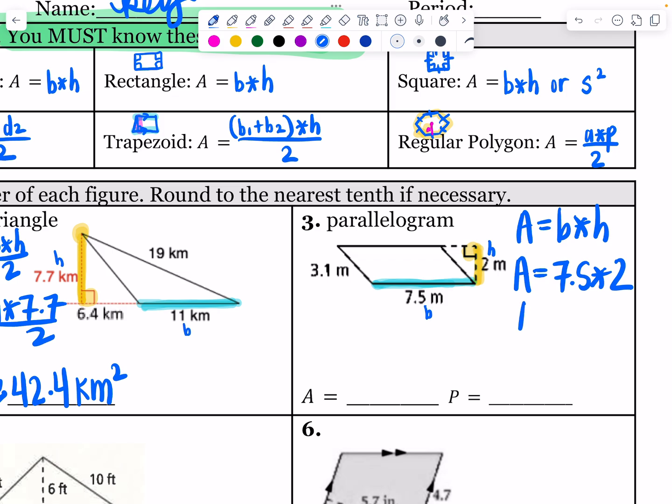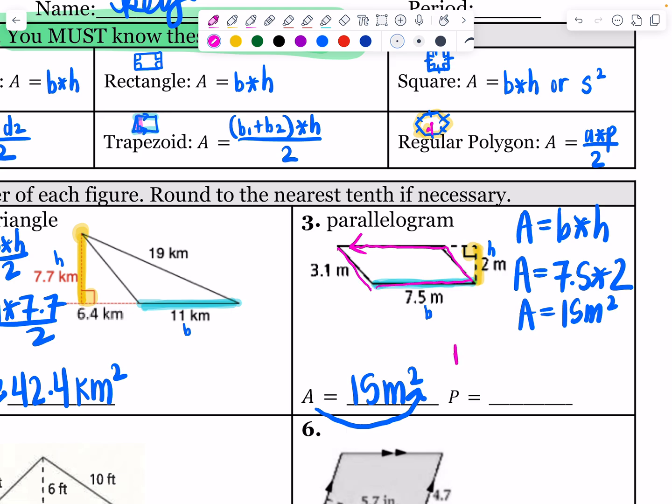And so that is going to be, whenever we double 7.5, of course, we're going to get 15. So that is going to be 15 meters squared. So that is my area. Again, area is always in units squared, so area is going to be to the second power. Whereas my perimeter, I'm going to trace the solid black line. So trace those 4 solid black lines and add those numbers together.